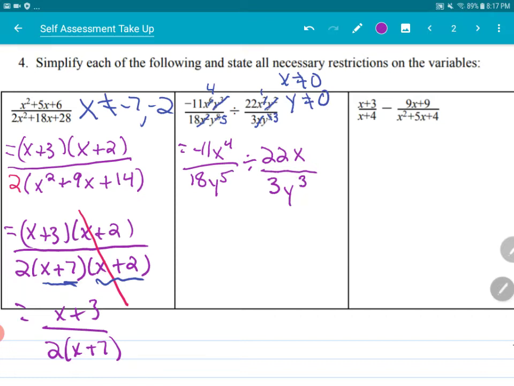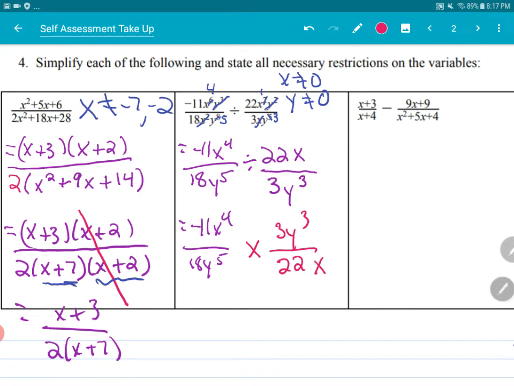And so now we are going to use our division strategy and change it to multiplication and flip the second one. -11x to the 4 over 18y to the 5 multiplied by 3y cubed over 22x.